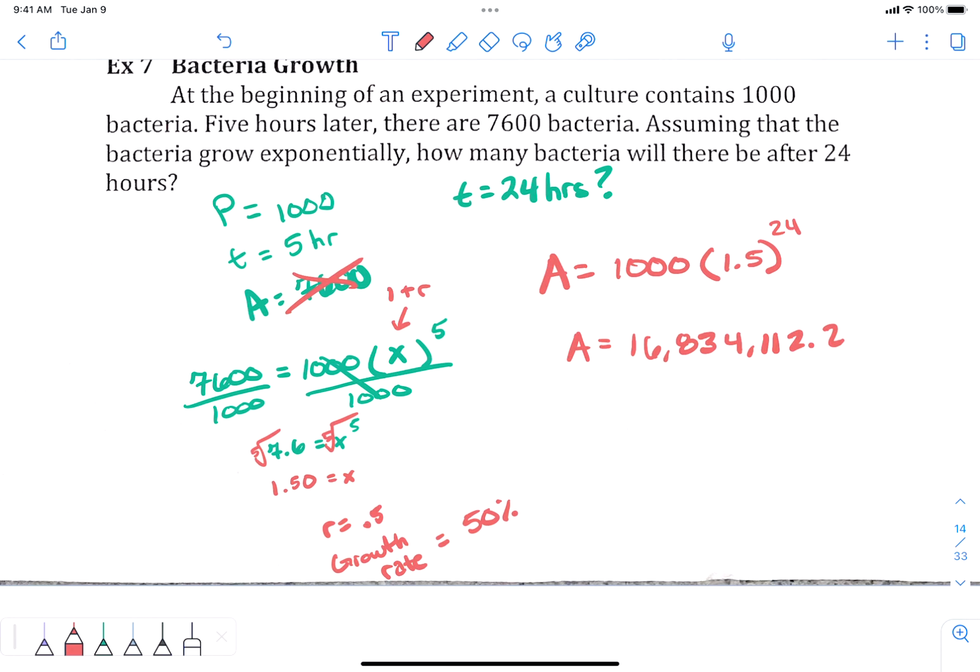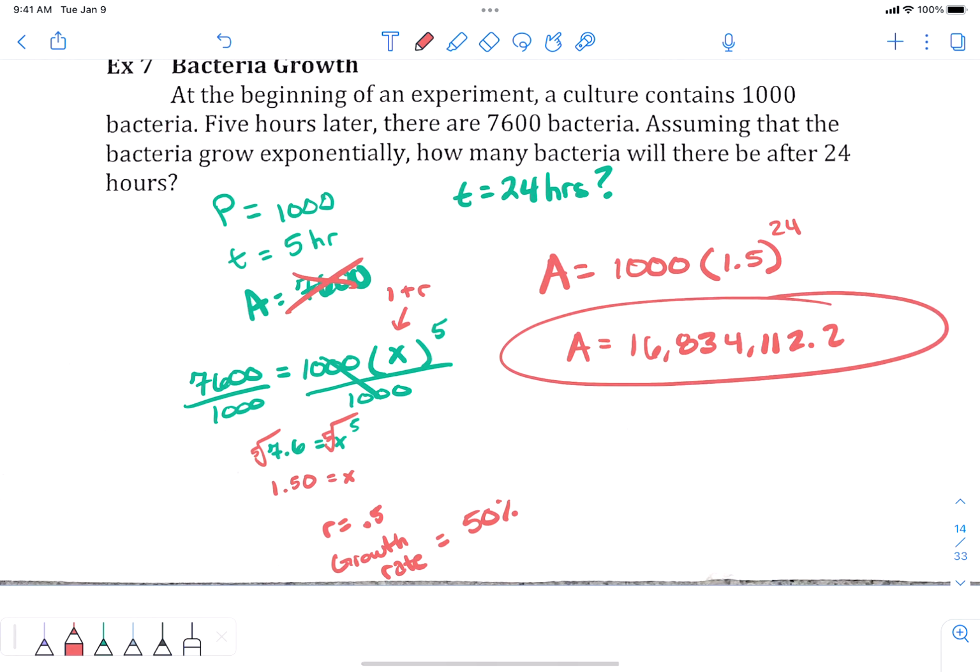16,834,112.2 right there, like that. Okay. So 16 million. That's a lot of bacteria. But 24 hours later, it's going to be quite a bit, right? They keep multiplying, multiplying, multiplying. A lot of stuff. Okay. Next.